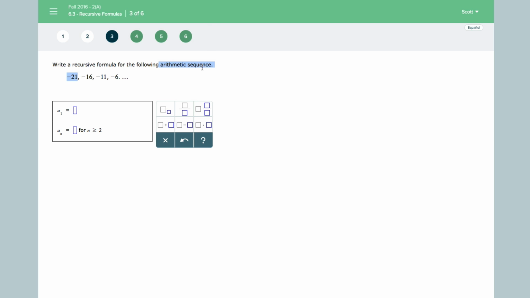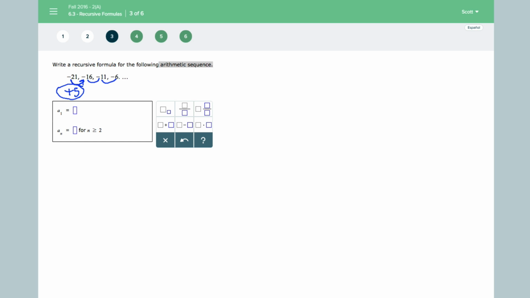Okay, again, arithmetic sequence. So that tells me that this is plus or minus. So what is my common difference? Here I'm doing plus 5, plus 5, plus 5, so it's all plus 5. What am I doing? I'm taking the last known number plus 5.